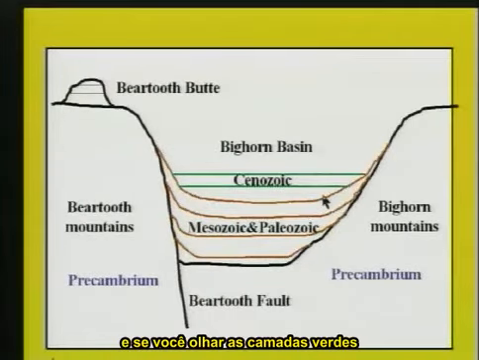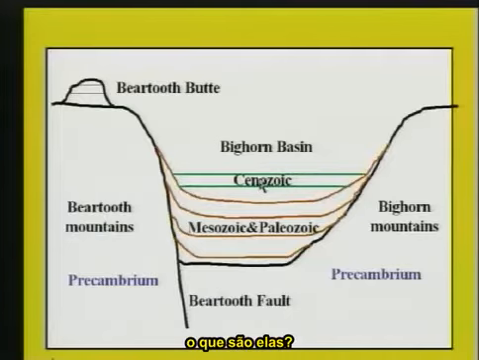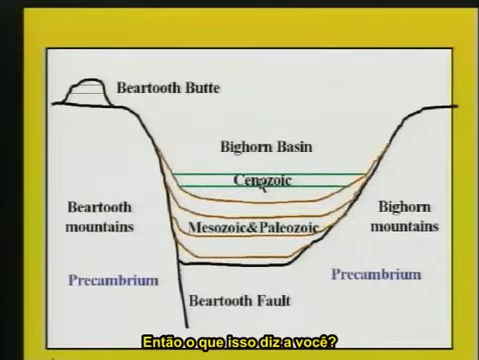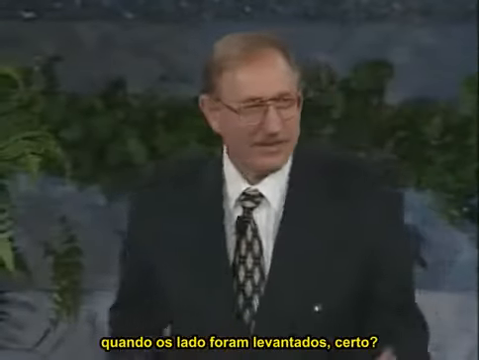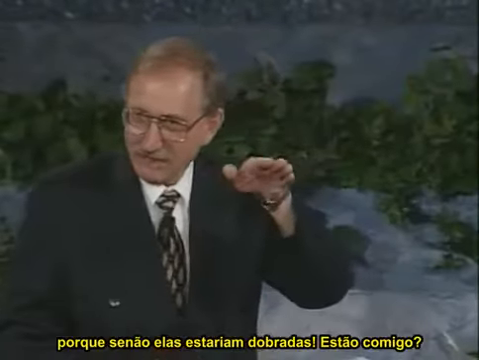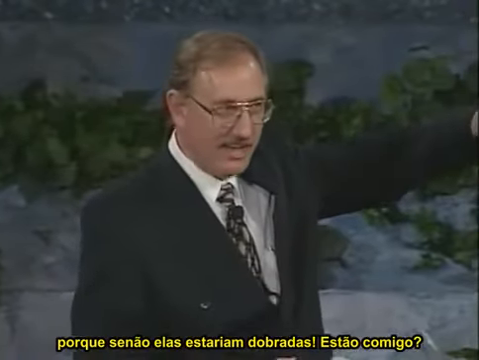Now, if you look at the green layers, what are they? Are they folded up on the sides, yes or no? So what does that tell you? That they weren't there when the mountain was uplifted, is that right? Why? Because else they would also have been folded up on the sides. Are you with me? Okay.